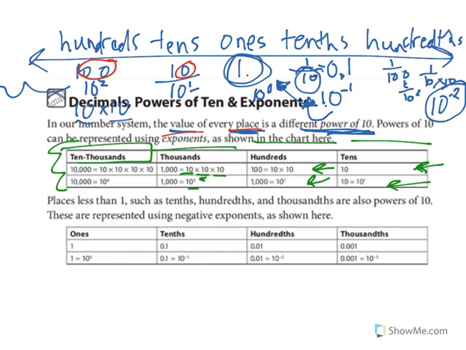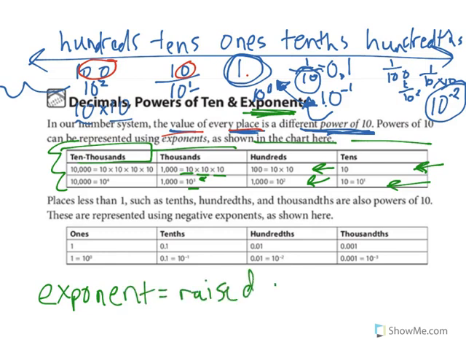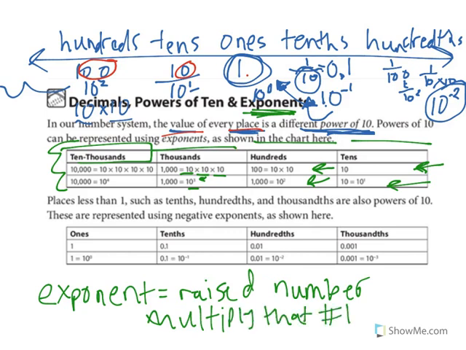10 to the third, okay? Using that exponent, that little raised number. The exponent is the raised number, and it tells you how many times you are multiplying that number by itself. Raised number, multiply that number by itself, okay? And you see that because you see how we are multiplying 10 times 10 and 10 times 10 times 10.